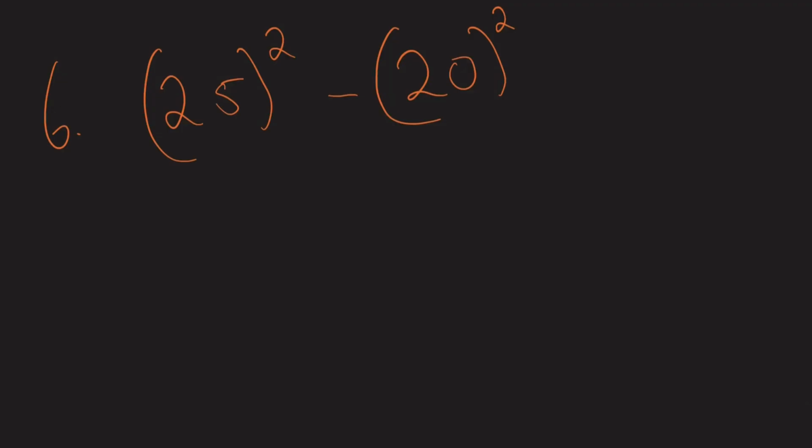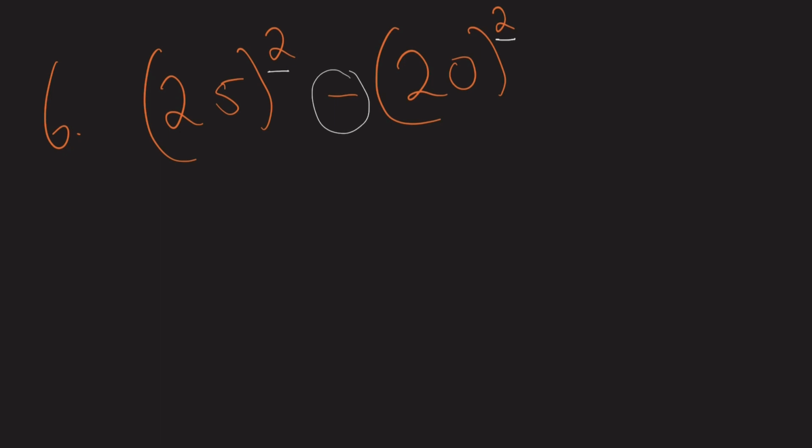And now the final question. So you've got 25 squared minus 20 squared. How can we write this as a double bracket? First we have to realize these are both squared numbers because they have a 2 here, which means they're squared. And then you've got the subtraction sign in the middle. So we know we can do difference of two squares.